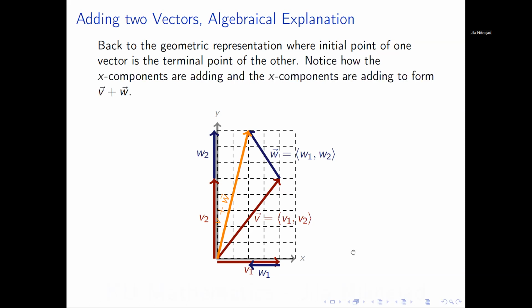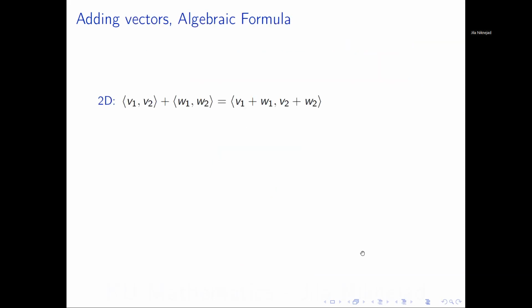So basically, add component-wise, right? So in 2D, if I have a vector represented by components v1 and v2, and I add it to another vector represented by components w1 and w2, the addition vector is going to be component-wise addition, v1 plus w1 and v2 plus w2.